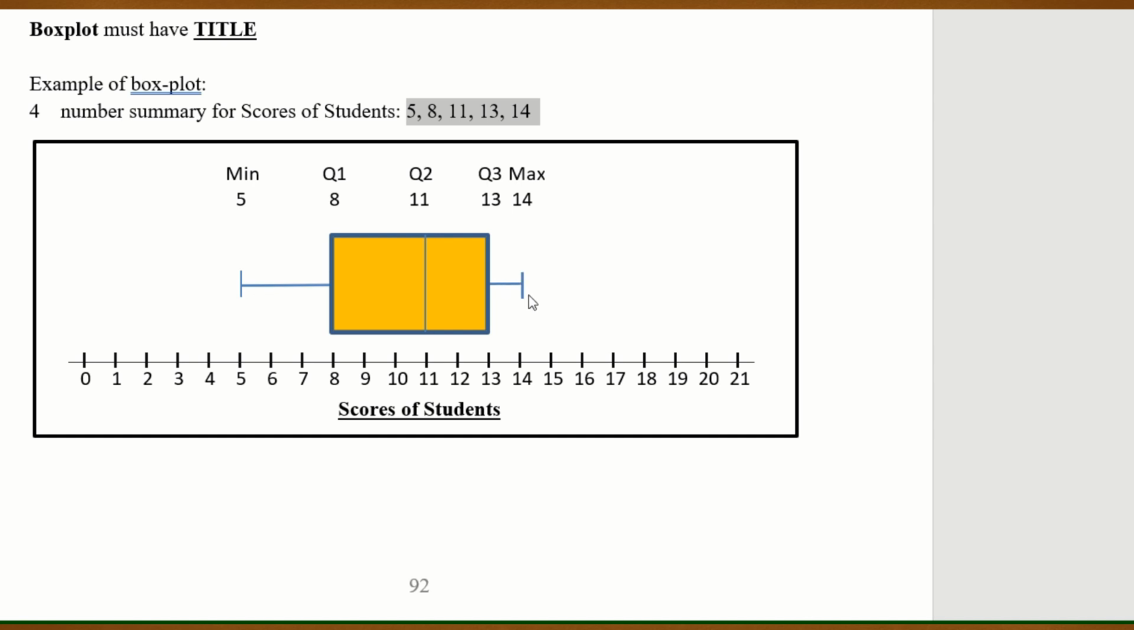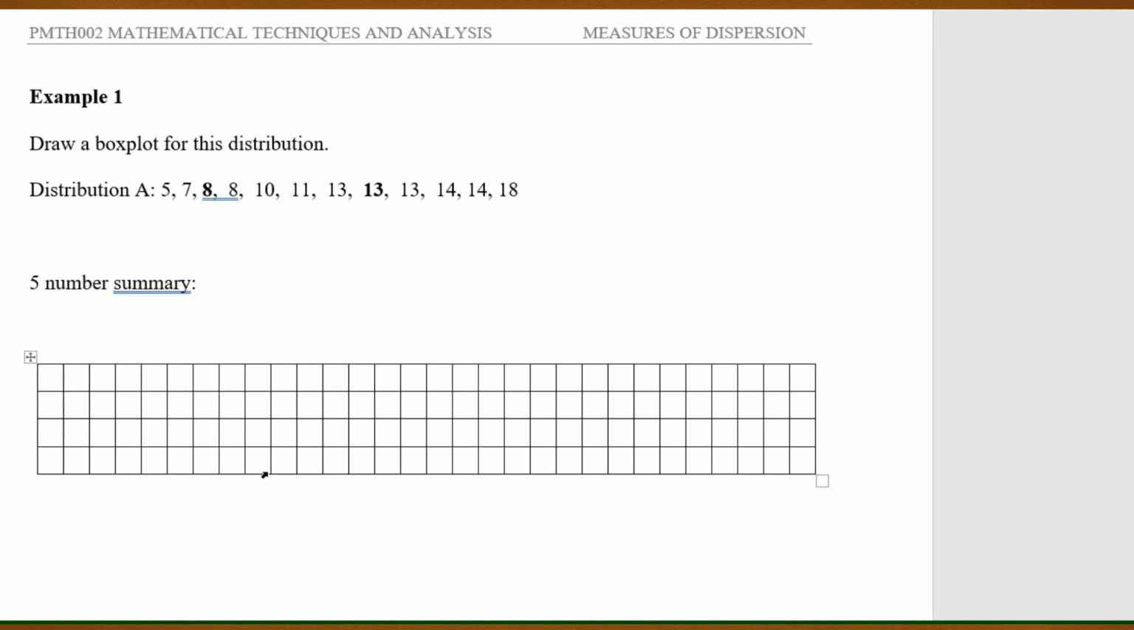It must look exactly like that. Please don't go and draw anything of your own in your own universe. I don't want to see all that. It must look the way you see it here. Because a lot of students will draw all kinds of things for me. This is how your box plot looks like. You must draw it this way. Then you label minimum 5, Q1 8, Q2 11, Q3 13, maximum 14. Title it.